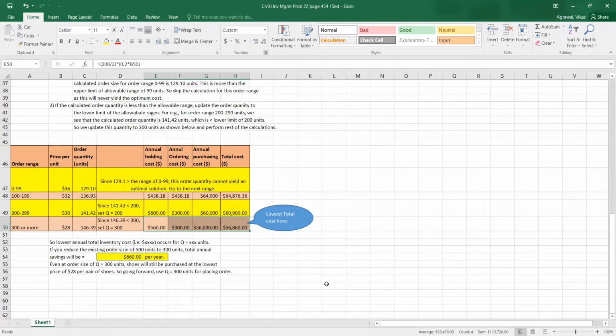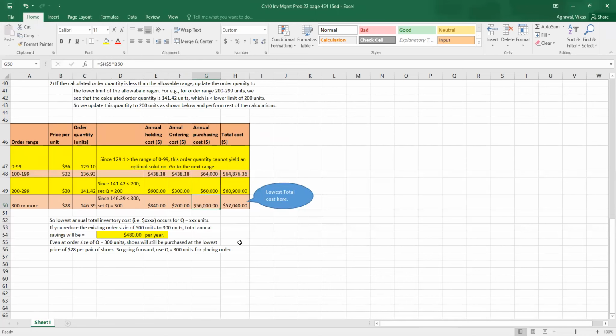So here, instead of 200, I know my order quantity is 300. Here my order quantity is 300 instead of 200, and this is not going to change because B50 is $28. This is what you're paying right now. So in other words, if you place the order of 300 units, your total inventory management cost, which includes holding cost, ordering cost, and purchasing cost, will equal $57,040.